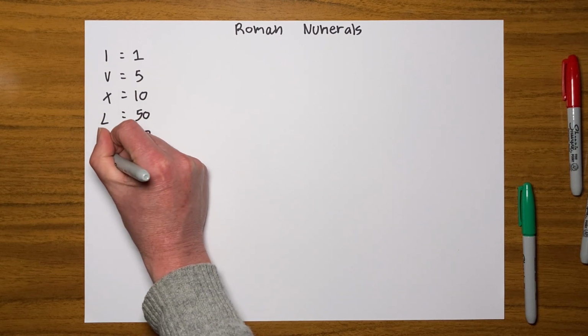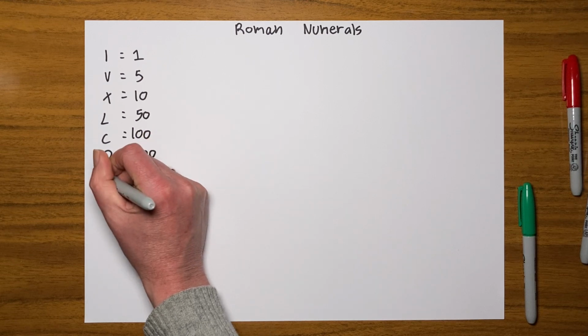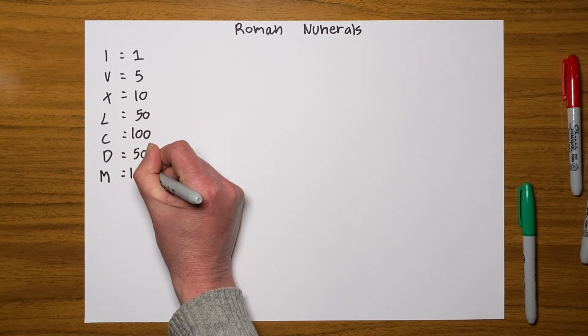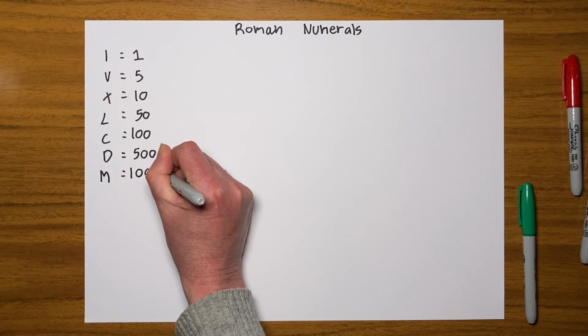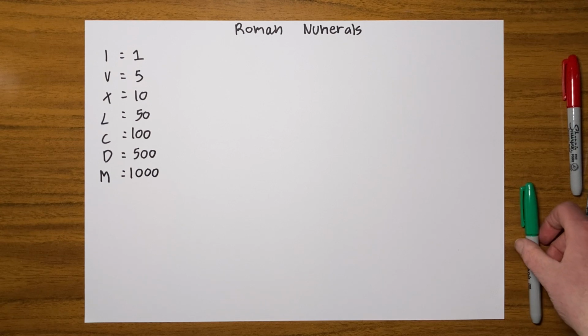We've got D, which equals 500. And lastly, we've got M, which equals 1,000. So there we go. Now, a couple of things to remember.